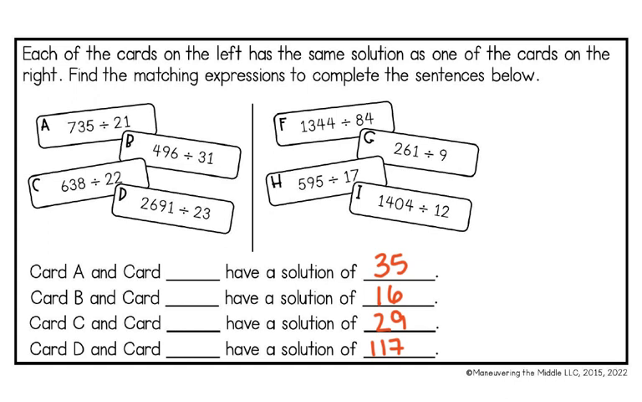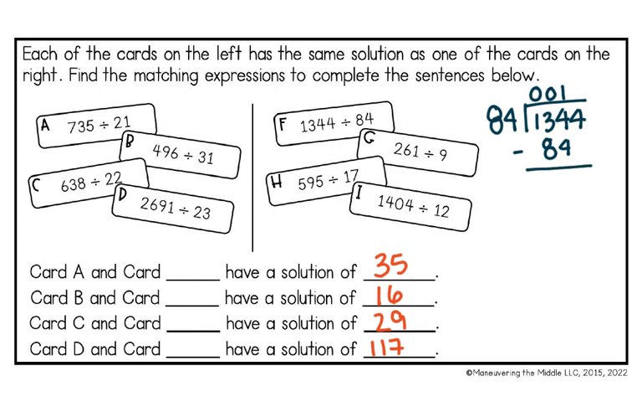All right, moving on to card F. So now we're going to be doing the cards that match one of the 4 answers we had previously. For card F, we have 1,344 divided by 84. I'm going to put 84 on the outside and 1,344 on the inside. 84 cannot go into 1, so I'm going to put a 0. 84 can also not go into 13, so I'm going to put a 0. 84 can go into 134, and it can go in once. 1 times 84 is 84.